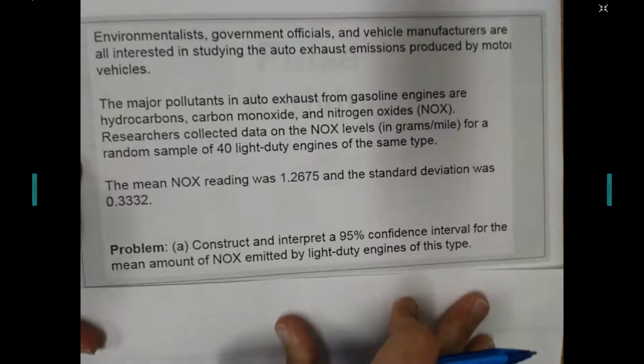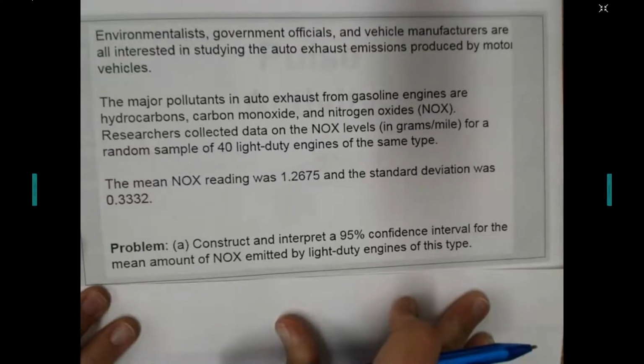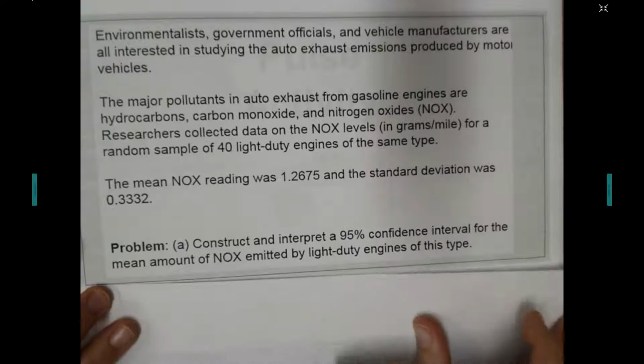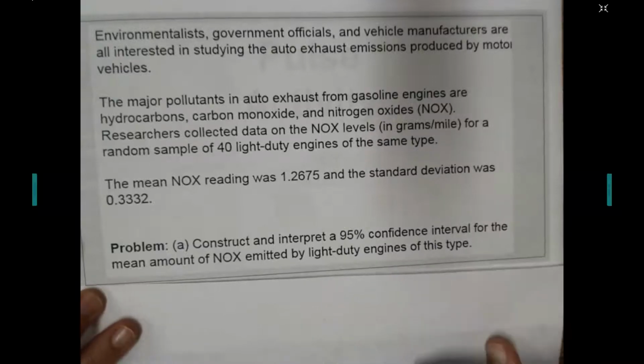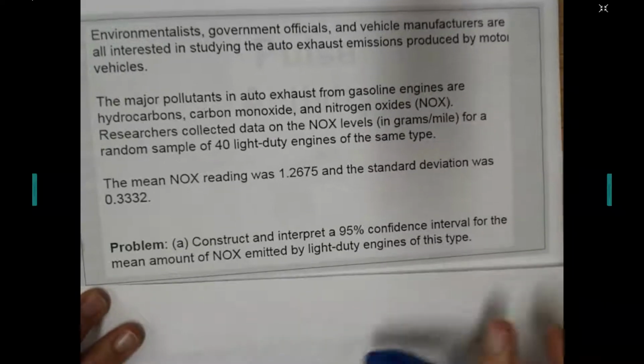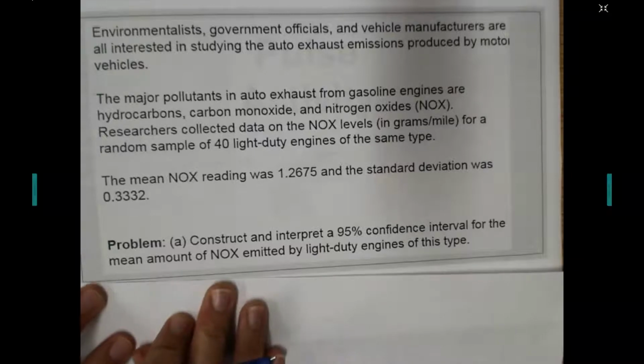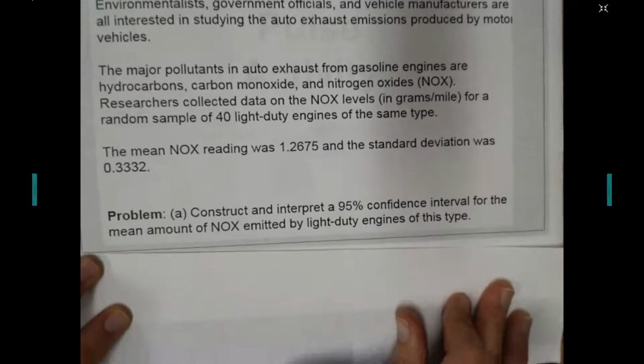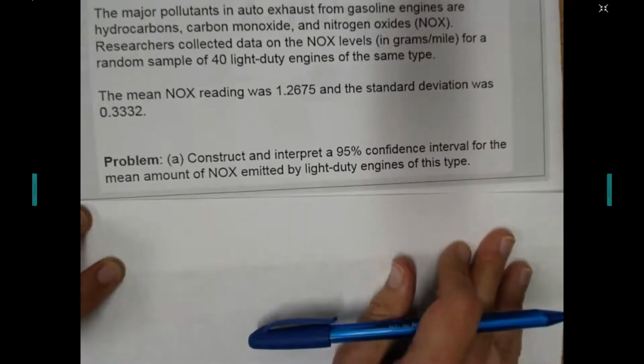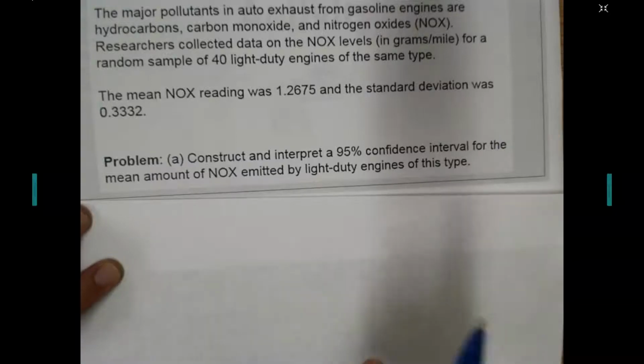All right, environmentalists, government officials, and vehicle manufacturers are all interested in studying auto exhaust emissions produced by motor vehicles. The major pollutants in auto exhaust from gasoline engines are hydrocarbons, carbon monoxide, and nitrogen oxides, or NOx. Researchers collected data on the NOx levels for a random sample of 40 light-duty engines of the same type. The mean NOx reading was 1.2675 and the standard deviation was 0.3332. Construct and interpret a 95% confidence interval for the mean amount of NOx emitted by light-duty engines of this type.